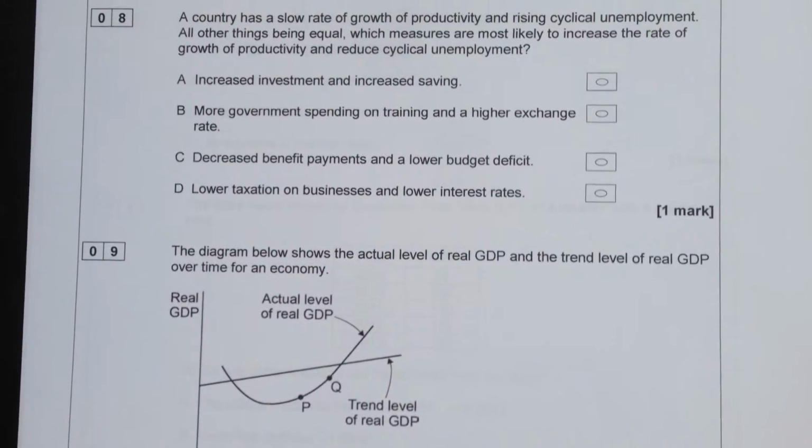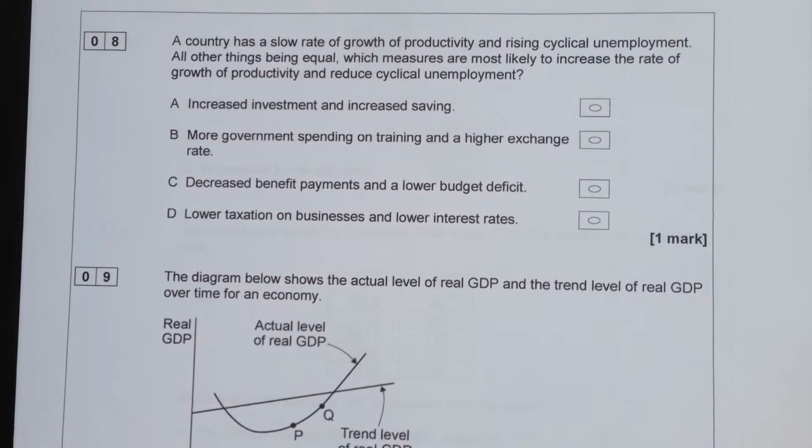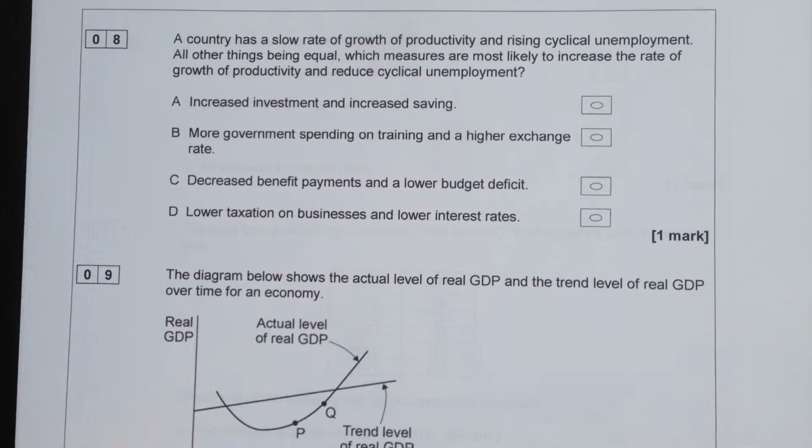So now we move on to question 8. Question 8 asks, a country has a slow rate of growth of productivity and a rise in cyclical unemployment. All other things being equal, which measures are most likely to increase the rate of growth of productivity and reduce cyclical unemployment? Is it A, an increase in investment and increased savings? B, more government expenditure on training and a higher exchange rate? C, a decrease in payments and a lower budget deficit? Or D, lower taxation on businesses and lower interest rates?